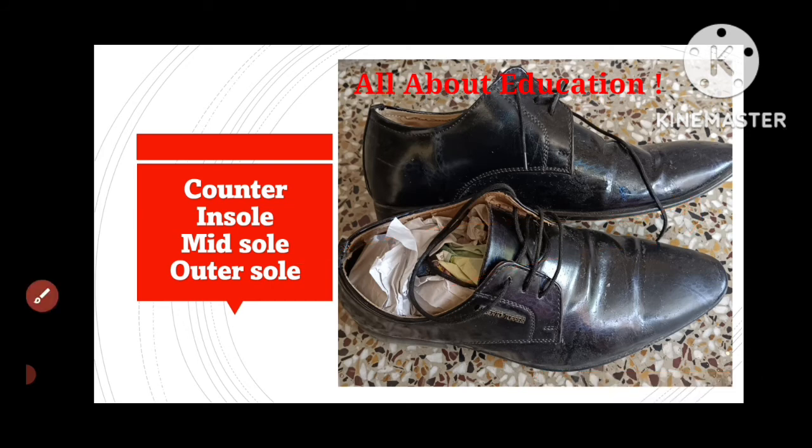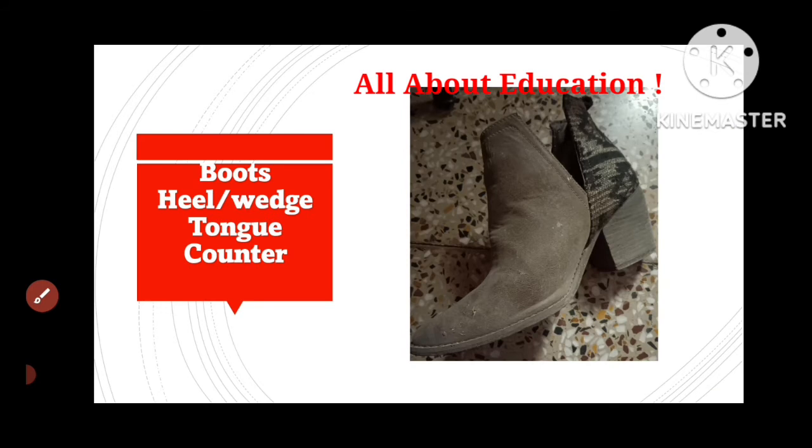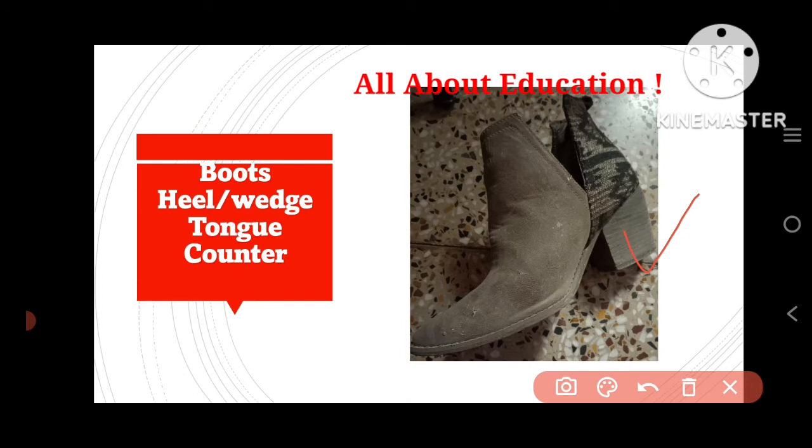So let us now move on to boots. Usually these type of boots are worn by females, and you can call them boots. Now you can see the boots. There are some parts which we must know. Now what are those parts? If we talk about this, these are known as heels.